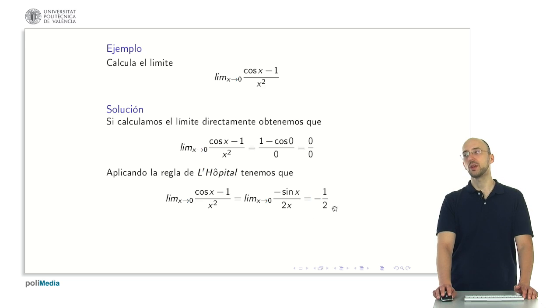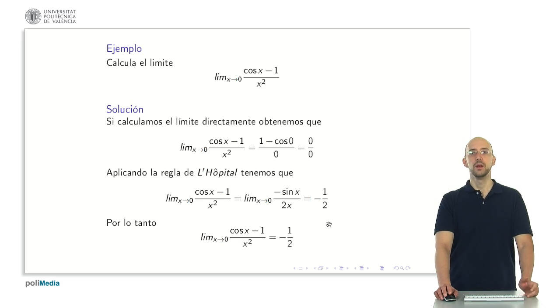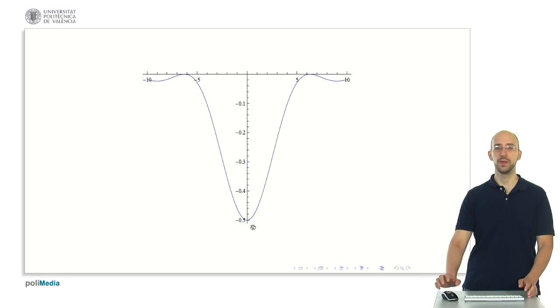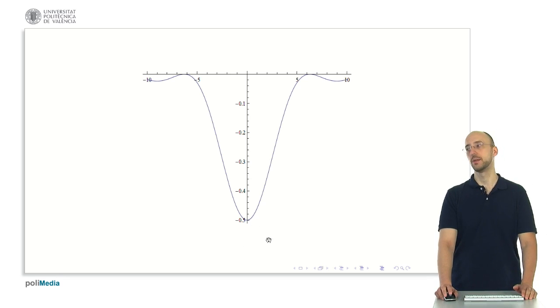If you're uncertain about this limit, I encourage you to apply L'Hopital's rule once more to verify that it indeed equals minus 1/2. Therefore, the limit of this function, cosine of x minus 1 divided by x squared, is equal to minus 1/2. Regarding the graph of this function, it's important to note that the function is not defined at x equals 0. However, as you can observe on both the left and the right, the function approaches the value of minus 1/2, which aligns with the limit we calculated.